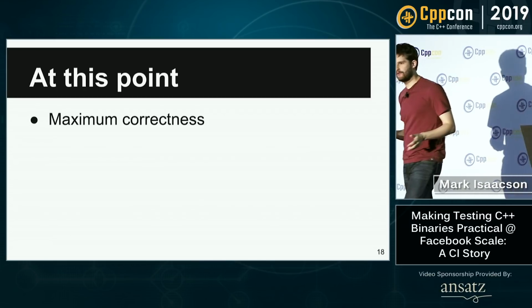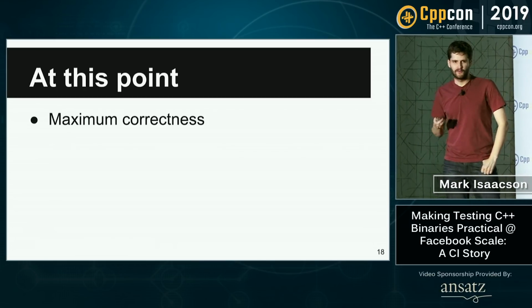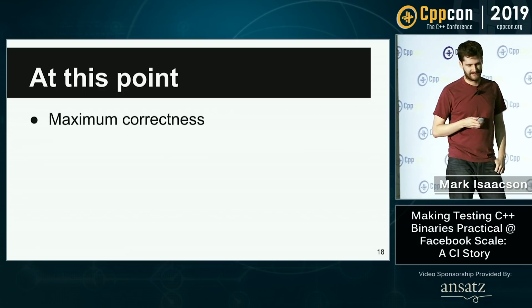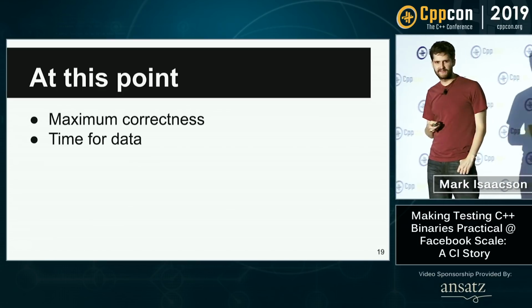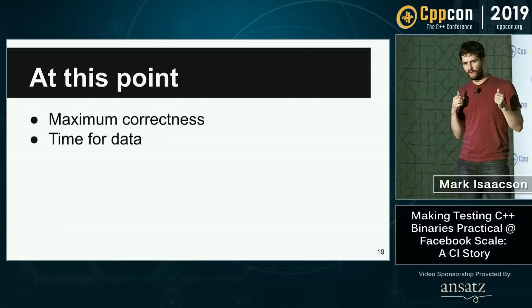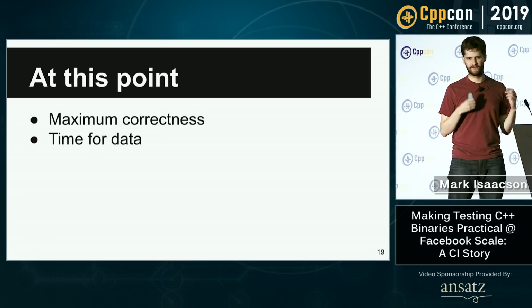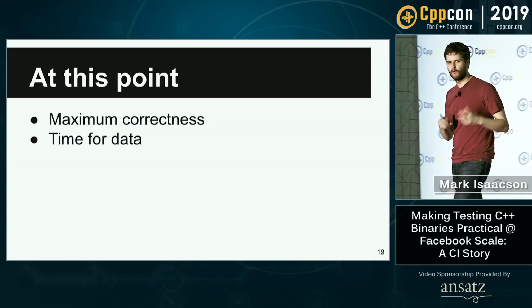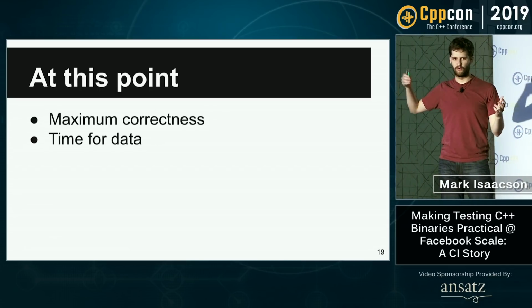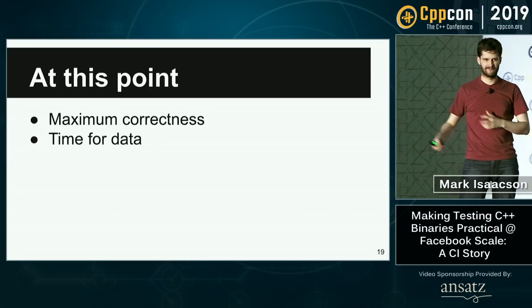OK, well, it was around this point, this was quite a while ago, that we said, you know, we're maximally correct now. Let's try and do better. Let's look at some data. We learned some interesting things. So first thing we learned is about 2/3 of our computational effort was going toward the diff workflow. 1/3 was going toward that continuous run cron job stuff.